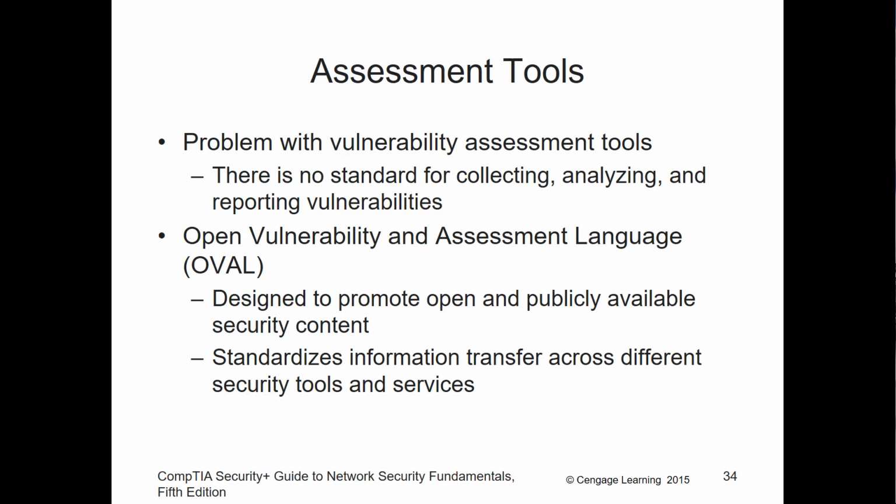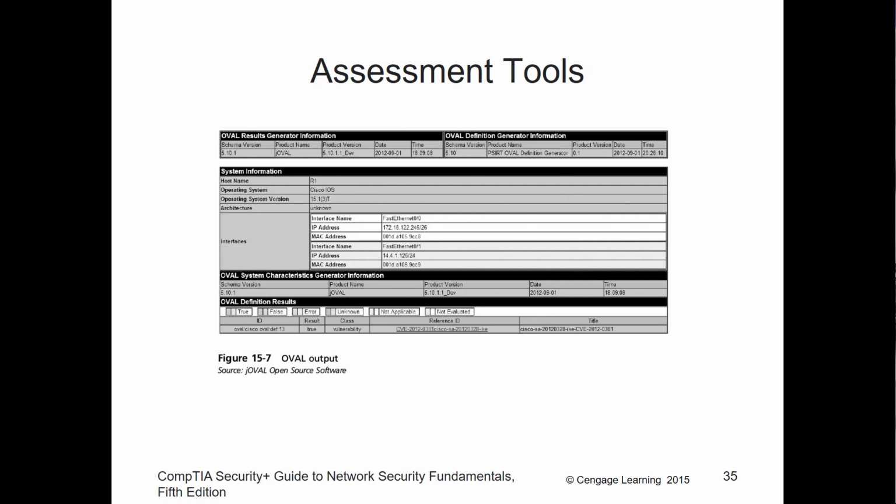So we have what's called OVAL, the Open Vulnerability and Assessment Language. This is a really good tool to help design and promote openly and publicly available security content and standards, and it really tries to standardize this information as it transfers across different security tools and services. Here's an example of OVAL output. Again, open source. This is not the best option out there, but this is at least the beginning of trying to standardize them.